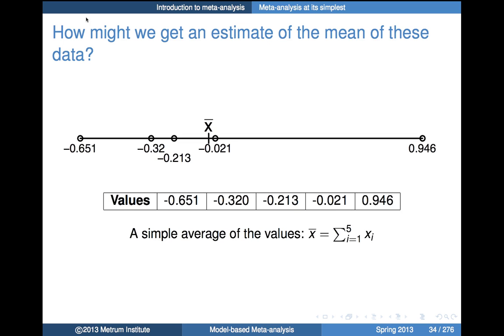So your first answer might be that we would just take a simple average. If we have five data points, we'll just take the arithmetic mean of those. And in this case, that's identified here in this picture as X bar, and that falls somewhere between the 3rd and the 4th point.